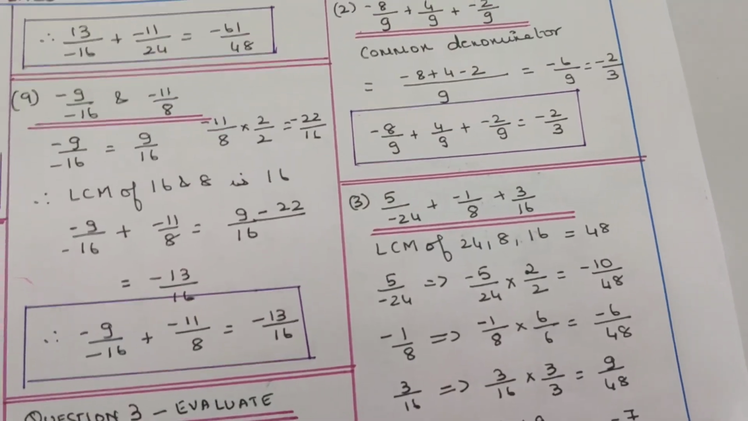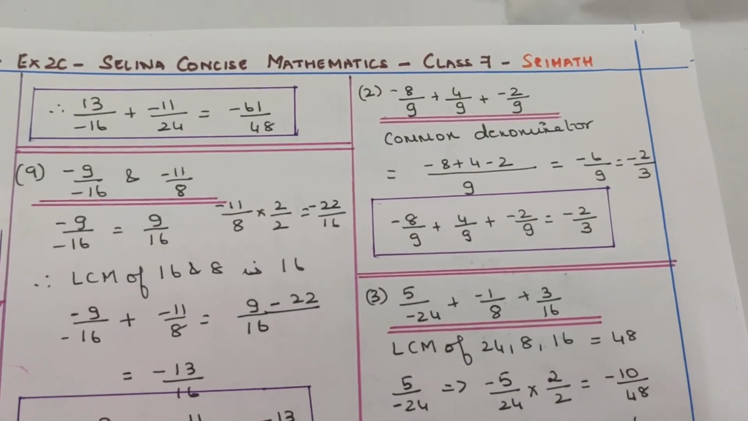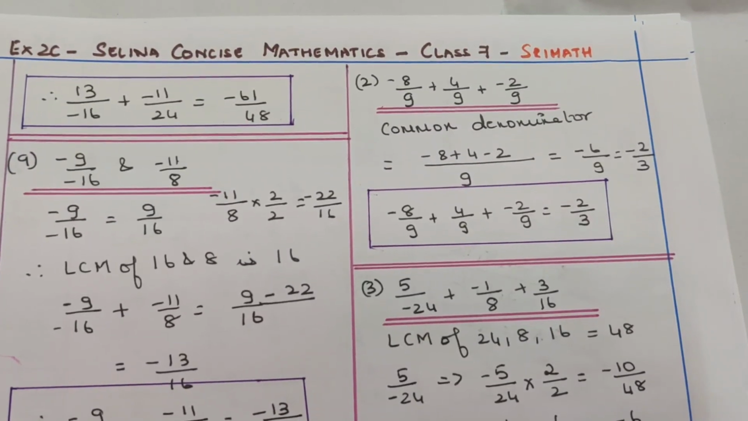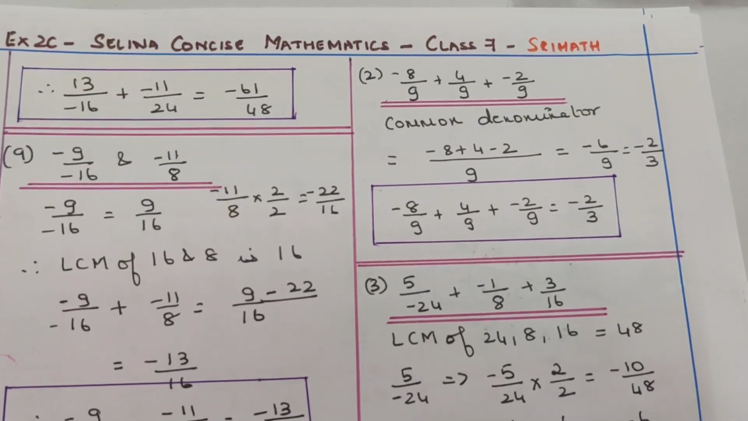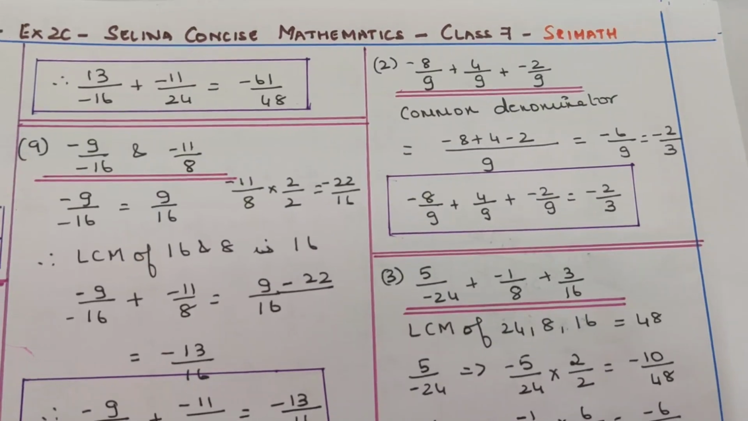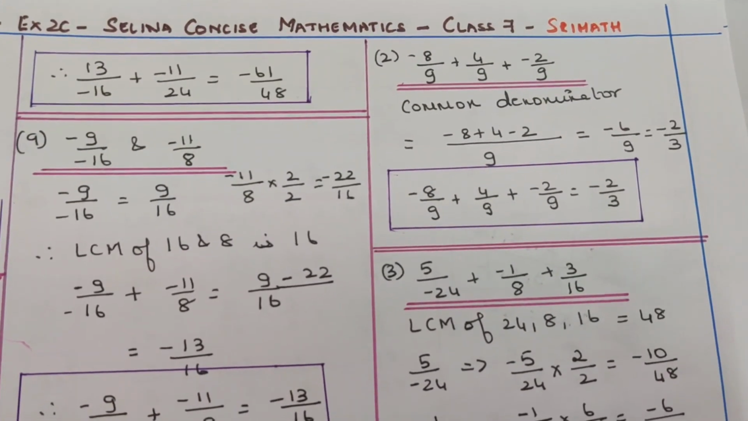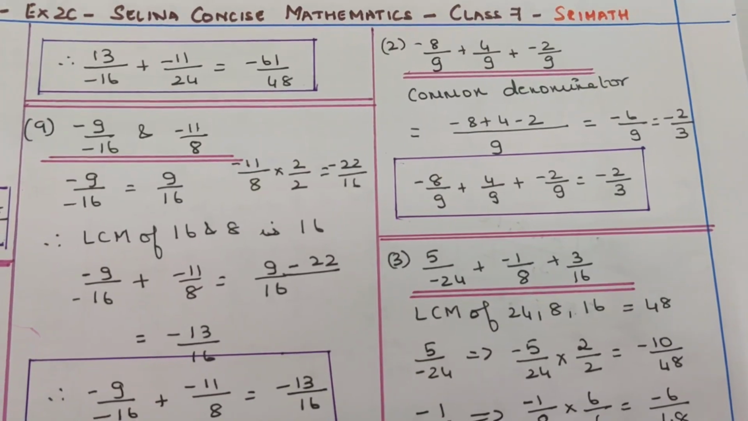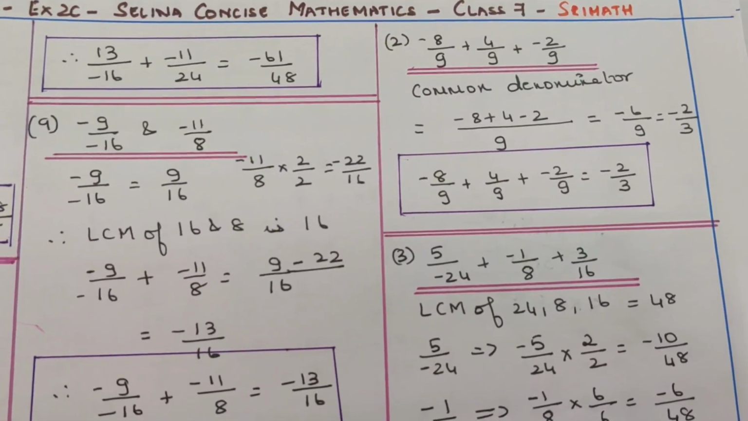Let's move on to the second sum. Minus 8 by 9 plus 4 by 9 plus minus 2 by 9. Common denominator. So when you simplify, you get the answer as minus 2 by 3. Just pausing for a few seconds for you to understand the steps.